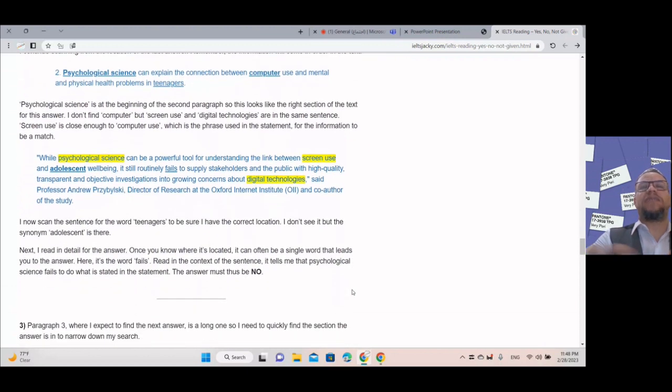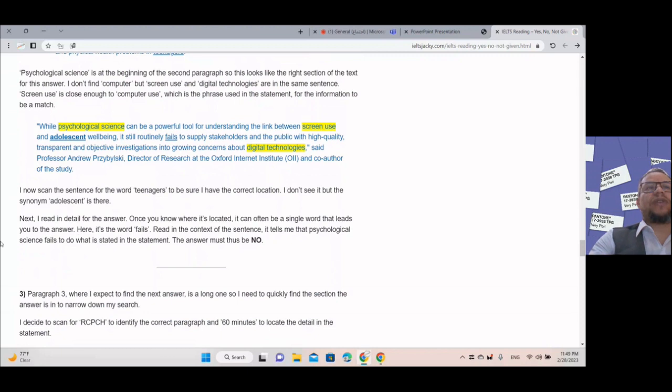But what about the meaning? Is it the same? So to be yes, is it not the same? I mean to be no, or nothing related to this meaning. Now I can see the sentence with the word teenagers, to be sure I have the correct location. I don't see it, okay, but the synonym adolescent, as I told you, is the same meaning of the word teenagers. So teenagers means adolescent or adolescents, okay? So this is one about. So what about the answer, the meaning or not? So next I read in details for the answer.